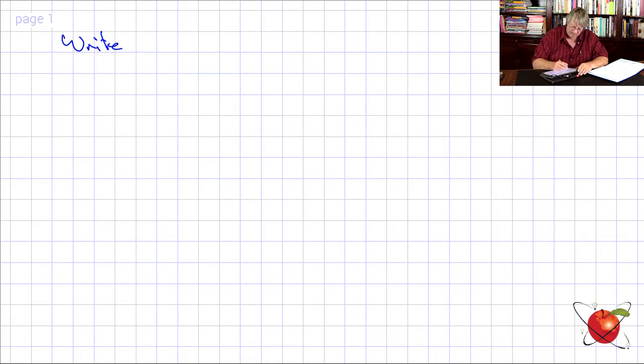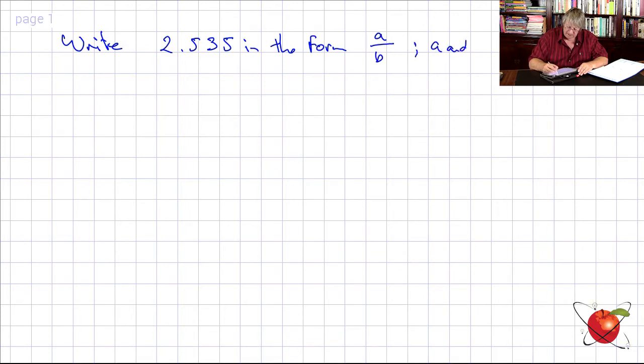But let's see. They say write, and they normally give us a decimal like 2.535 in the form A over B. And then they say A and B are elements of Z. Okay, it is important to know what Z is as opposed to the others, okay? Right? They want it as Z is an integer, all right? That's the theory part at the beginning, all right? I'm not going to do that with you.